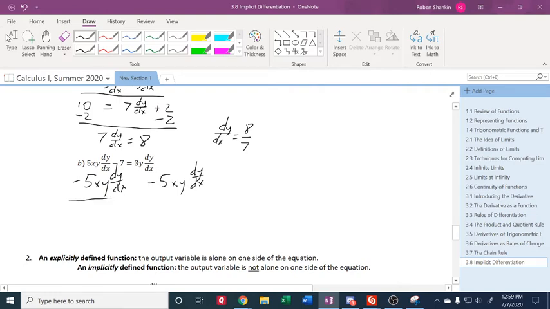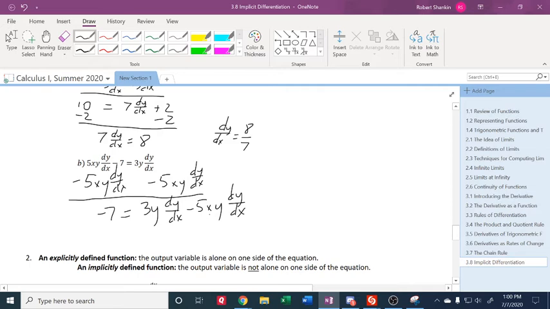Now you might have moved them all to the left hand side instead. In that case you'd have subtracted 3y dy dx, and then you'd add 7 to both sides to move 7 to the other side. Doesn't matter, in the end you'll get what's called the equivalent fraction. So I'm going to get minus 7 is equal to 3y dy dx minus 5xy dy dx.